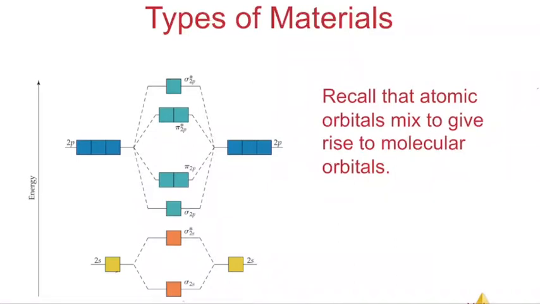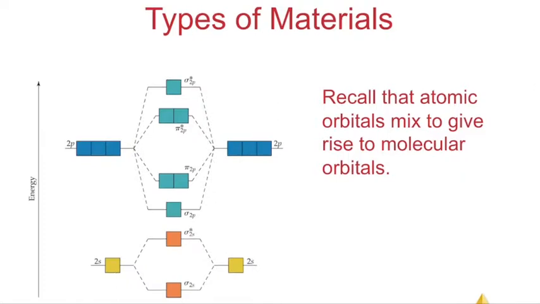Section 12.2, Electronic Structure of Material. All right, so I need to remind you of something that everybody hates. This was the molecular orbitals. So let's look on the left.